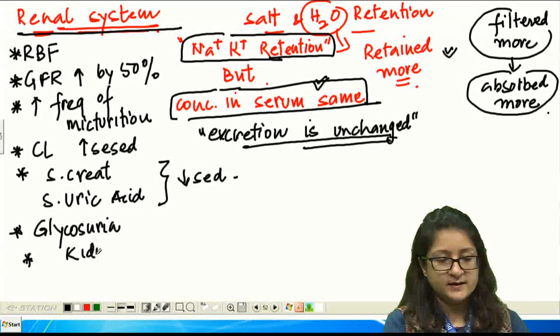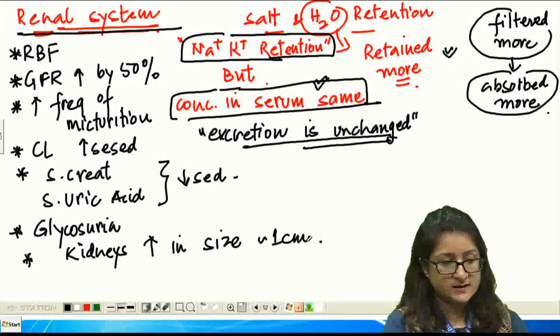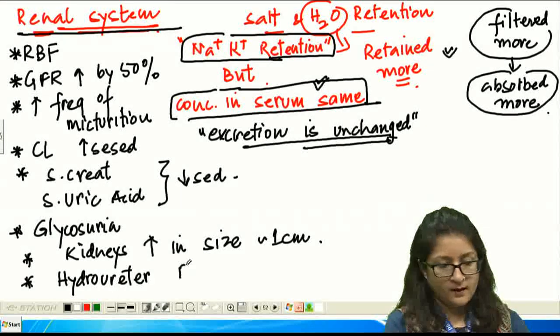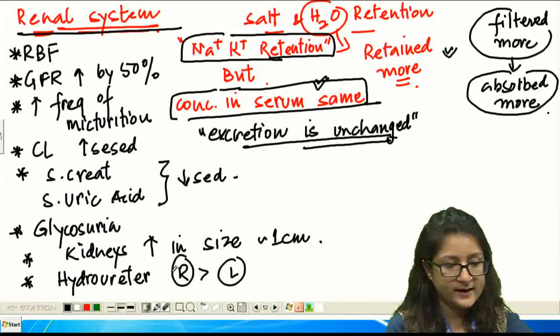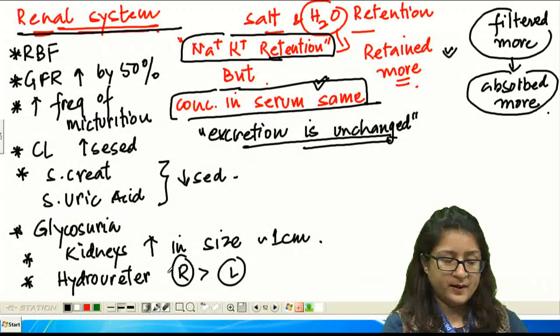Kidneys, they increase in size by around 1 centimeter. There is hydroureter, right more than left. All right. So these are the important renal changes that you should remember.